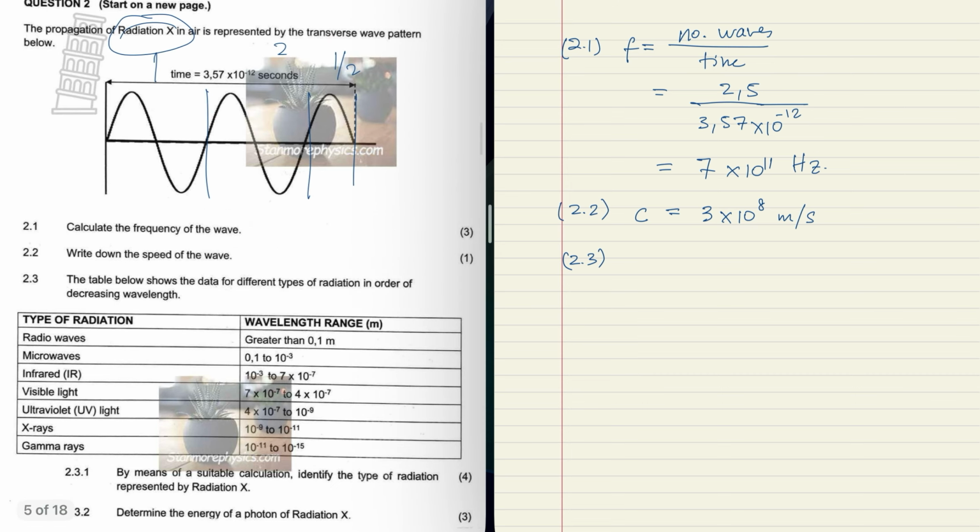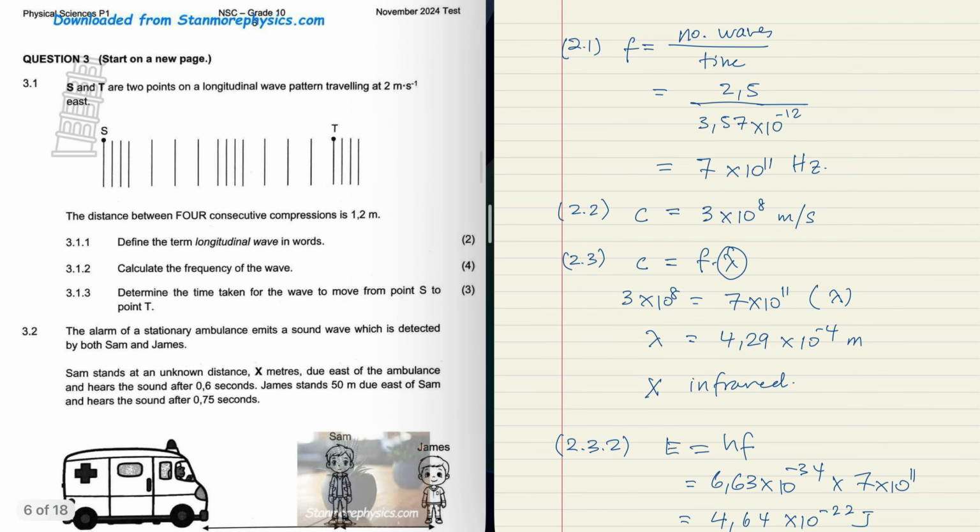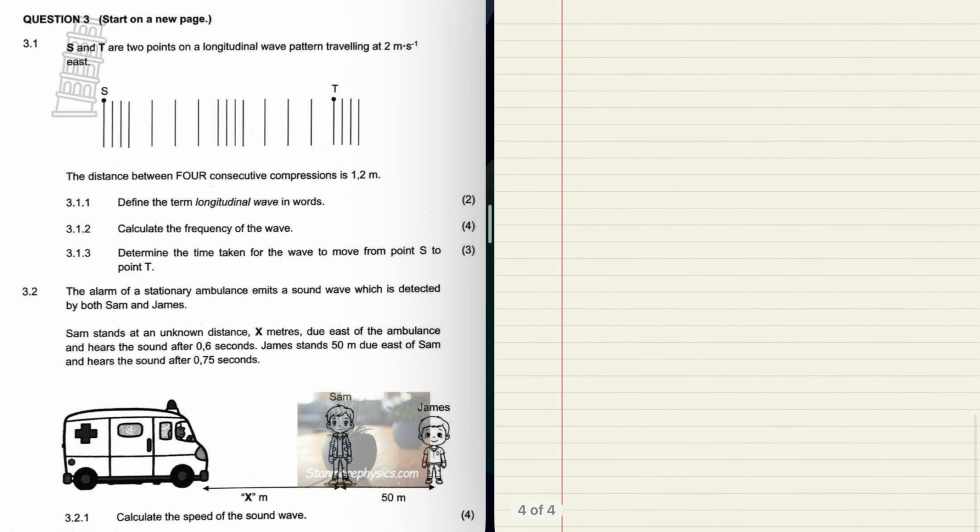Let's take a look at question 2.3.2. Determine the energy of this. So E is equal to hf. h is Planck's constant, 6,63 times 10 to the negative 34, multiplied by the frequency, 7 times 10 to the power 11, and that gives us 4,64 times 10 to the power negative 22 joules. Let's take a look at question 3.